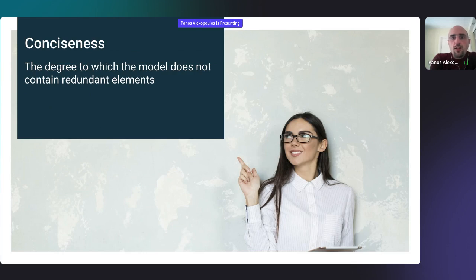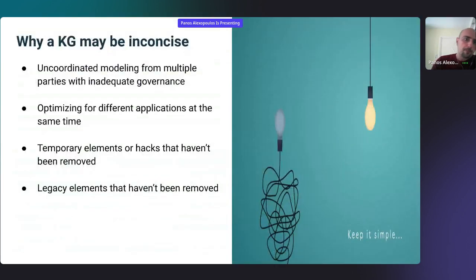If you define both a relation has director and an attribute director, then that's redundancy, because you don't really need both a relation and an attribute to represent the same information, right? Sometimes it may be needed, but generally conciseness is about having only the knowledge that you need. So one main reason why a knowledge graph may be inconcise is uncoordinated modeling from multiple parties with inadequate governance.